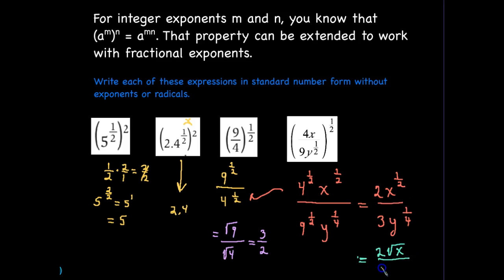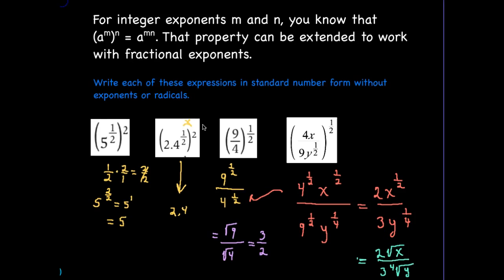On the bottom, we have 3, and then we have y to the 1/4 power. So what root are we taking of y? We are taking the 4th root, so we need to indicate that by putting a little tiny 4 above our radical. This means this is the 1/4 root of y. So in other words, we're looking for a number eventually that if we multiply it by itself 4 times, we would get y.